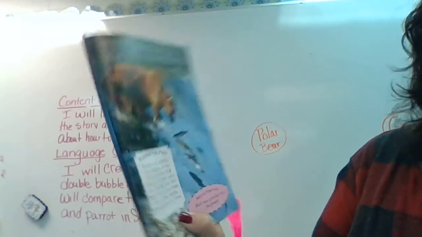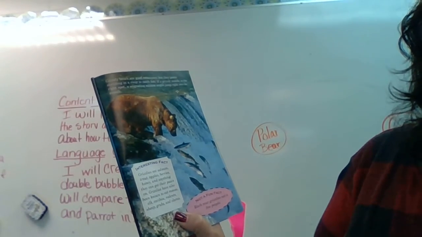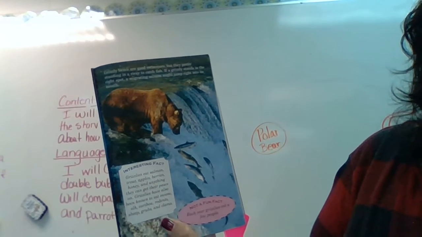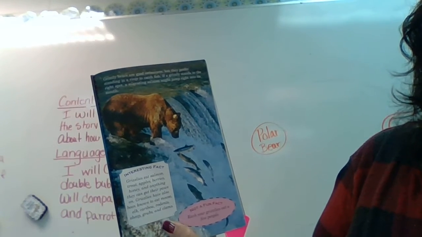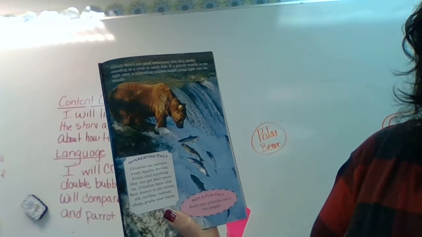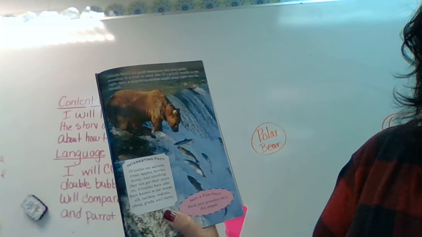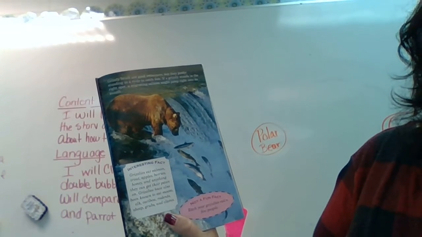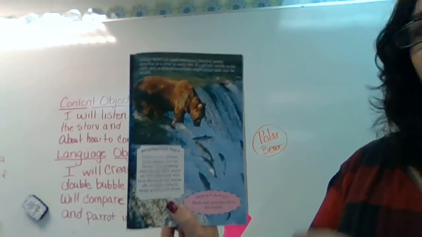That's super interesting. Grizzlies eat salmon, trout, apples, berries, honey, and anything they can get their paws on. Grizzlies have also been known to eat moose, elk, caribou, rodents, sheep, grub, and clams. Not a fun fact, each year grizzlies eat a few people. Oh my gosh, that's so scary.